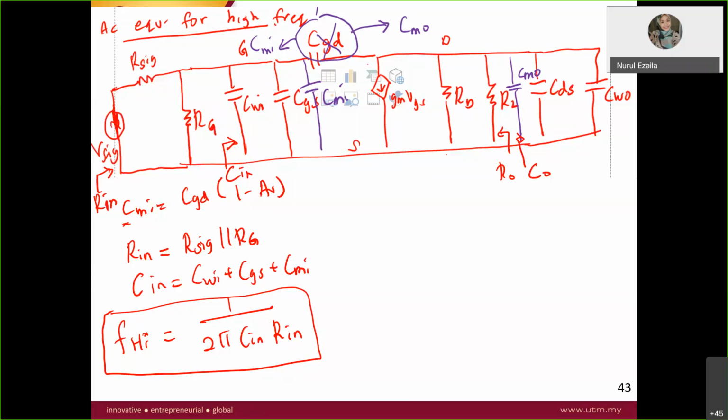Let's do the output. So CM out here, at the gate to drain junction capacitor, is therefore equal to CGD times (1 minus 1 over AV). Is it right? Can you check with the common emitter? It's supposed to be the same, right?